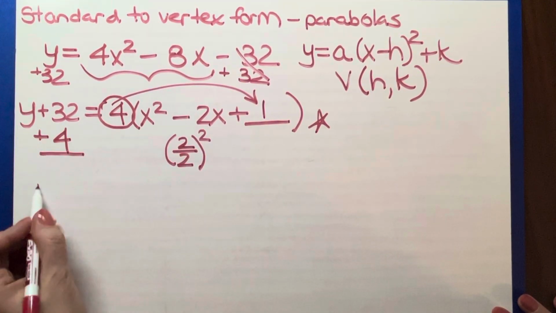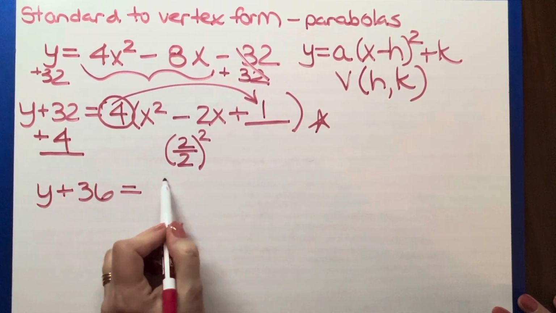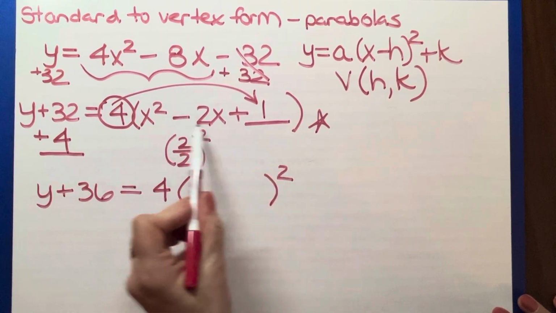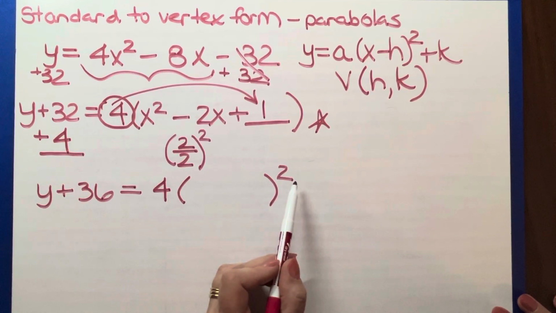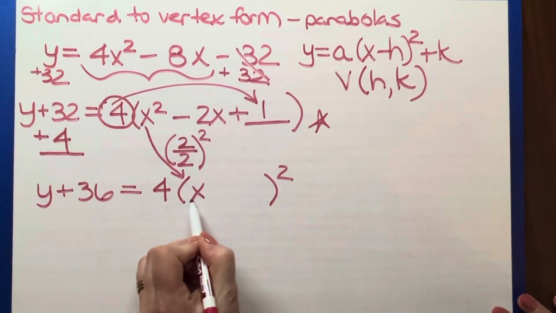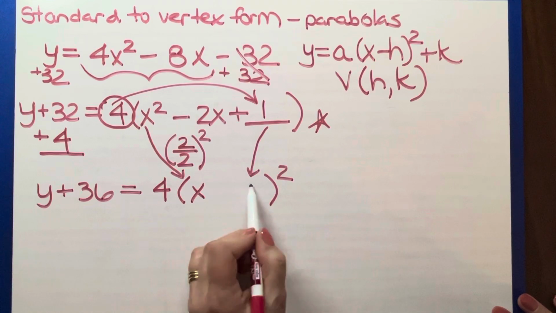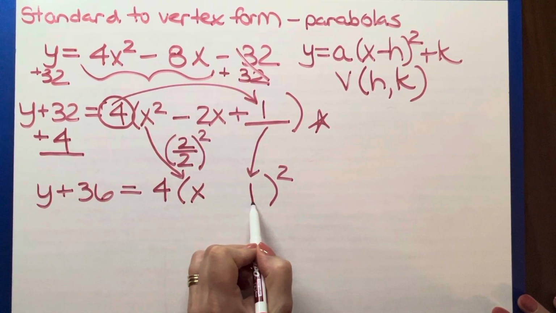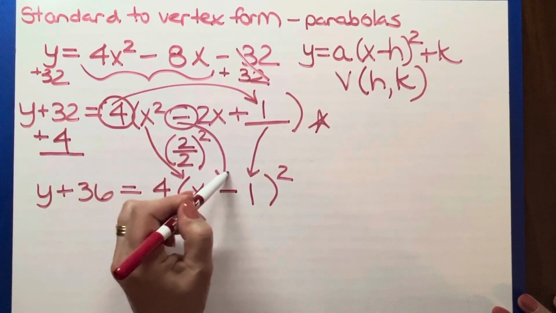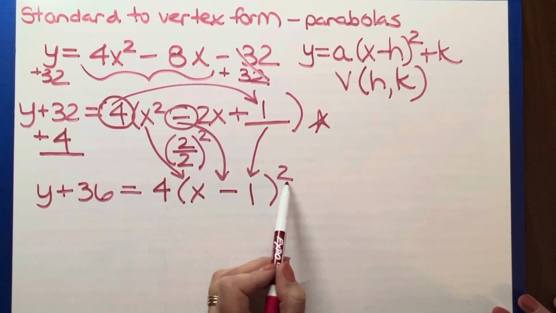Okay, so over here, I now have y plus 36. I'm going to keep the 4 here, and when you complete the square, that means you are turning this trinomial into a binomial squared. To do that, I'm going to take the square root of the x squared, put that in my parentheses in the first spot. I'm going to take the square root of my last term, which is 1, and put it in the second spot. The sign that goes here is the sign that was from my middle term. So I have (x minus 1), that quantity squared.